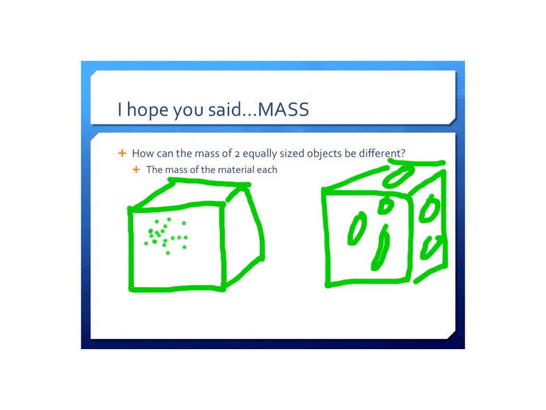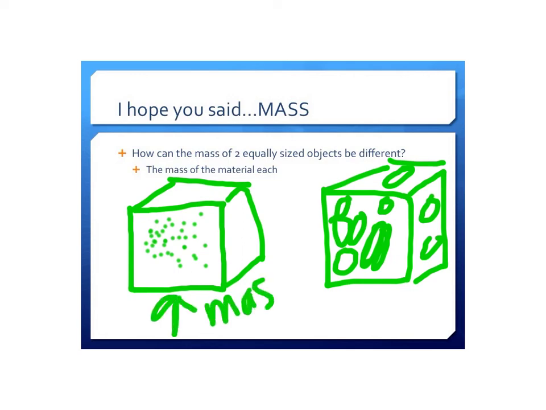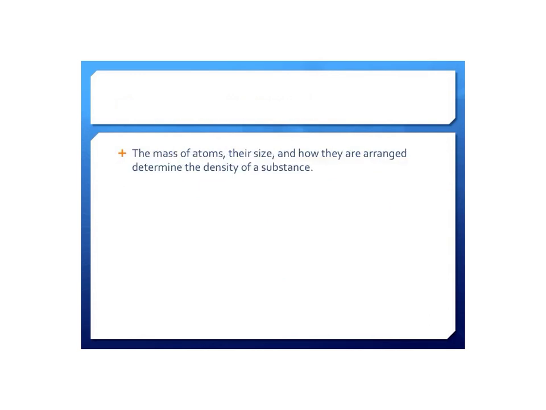They're very close together. It's very solid. But over here, there's a lot of space between these feathers. So this is obviously going to be the more dense one because it's more massive, even though it has the same volume. So the mass of the atoms can also be heavier. Their size and how they're arranged can also determine the substance's density.